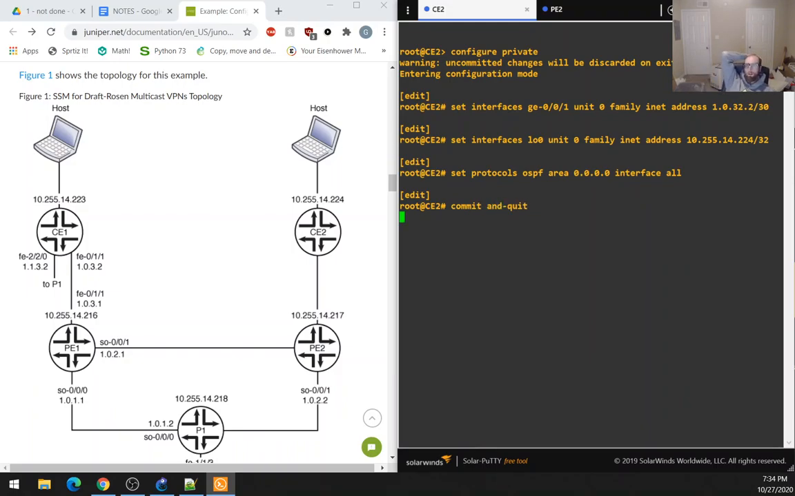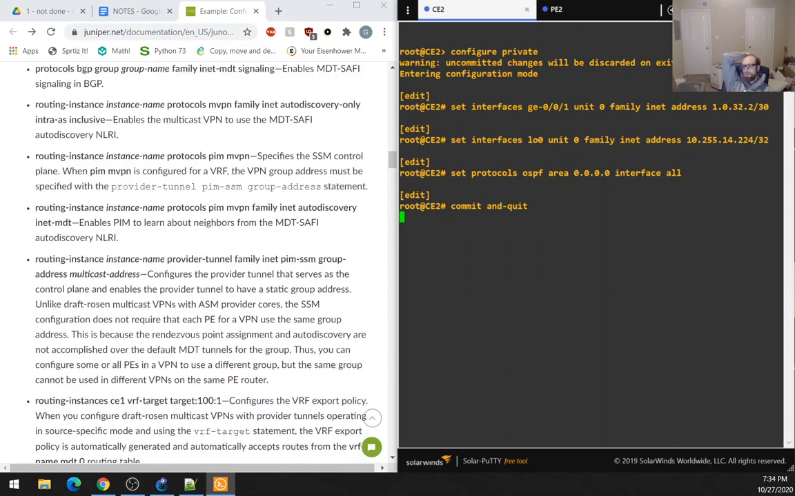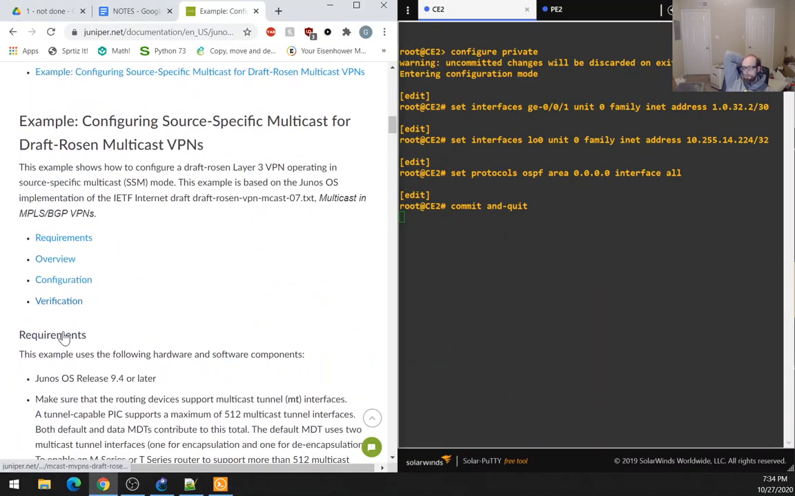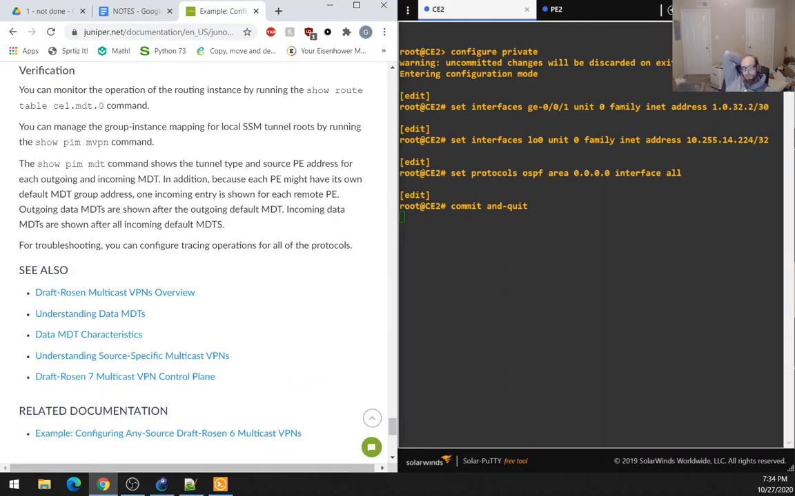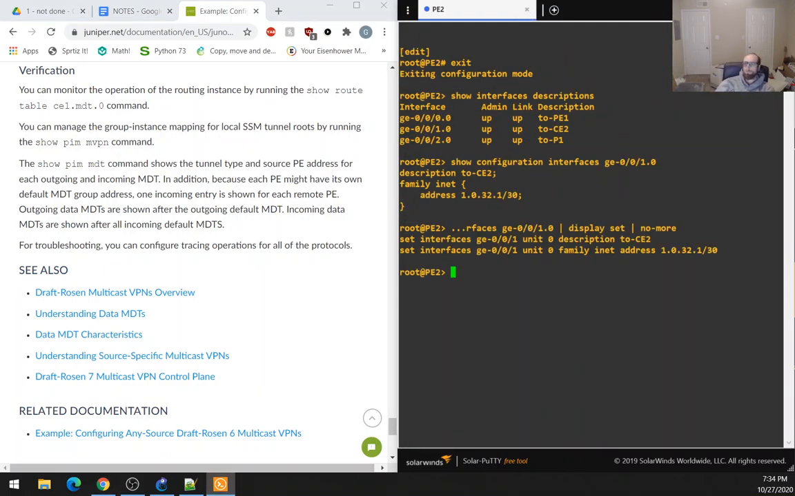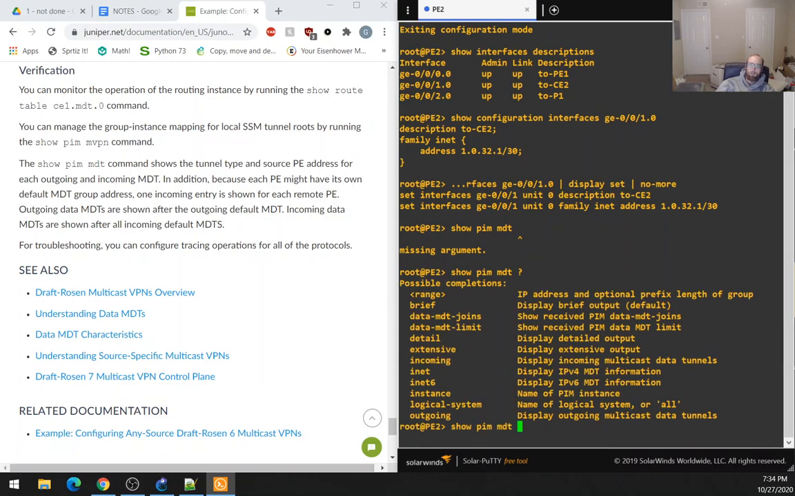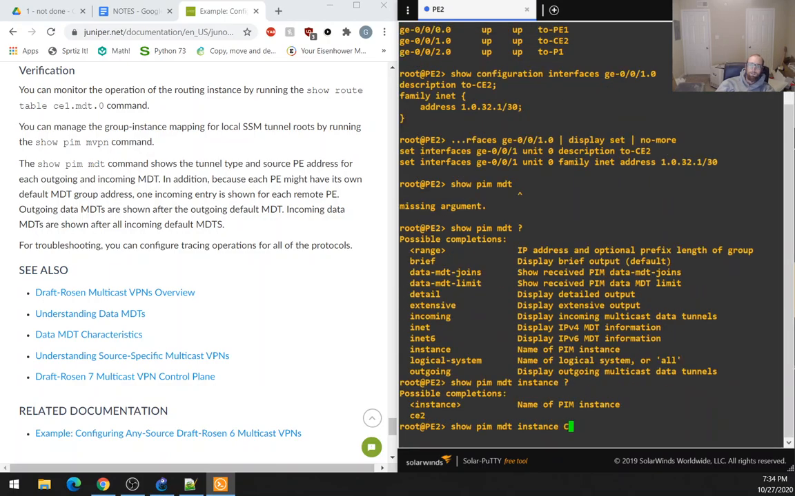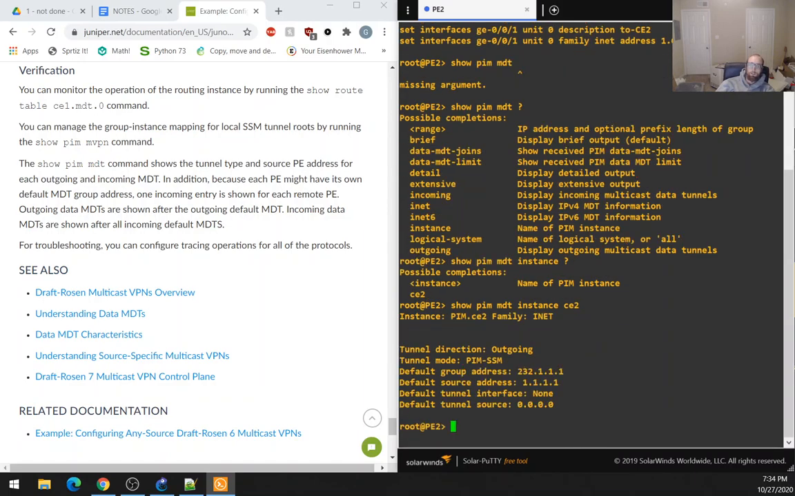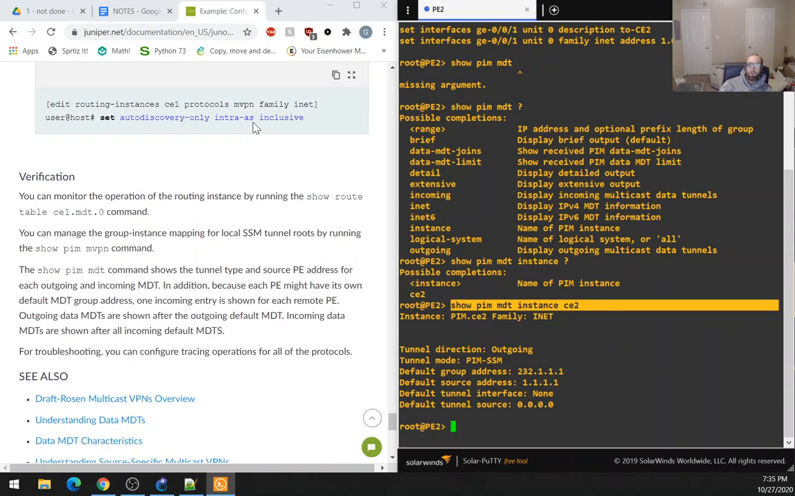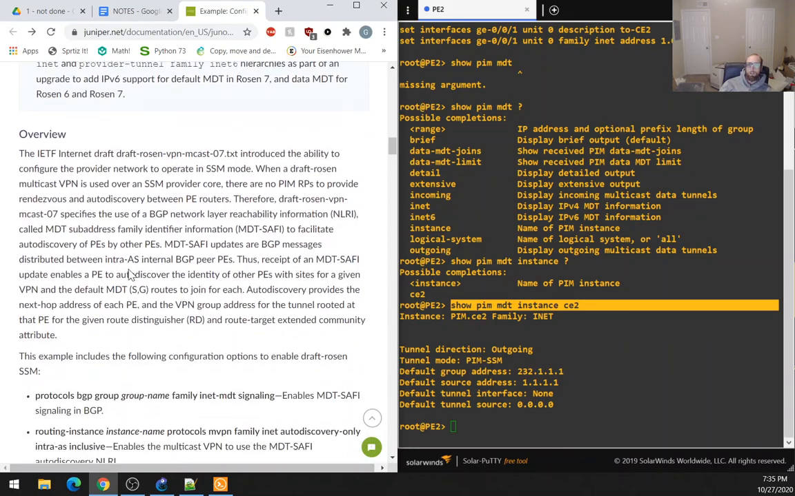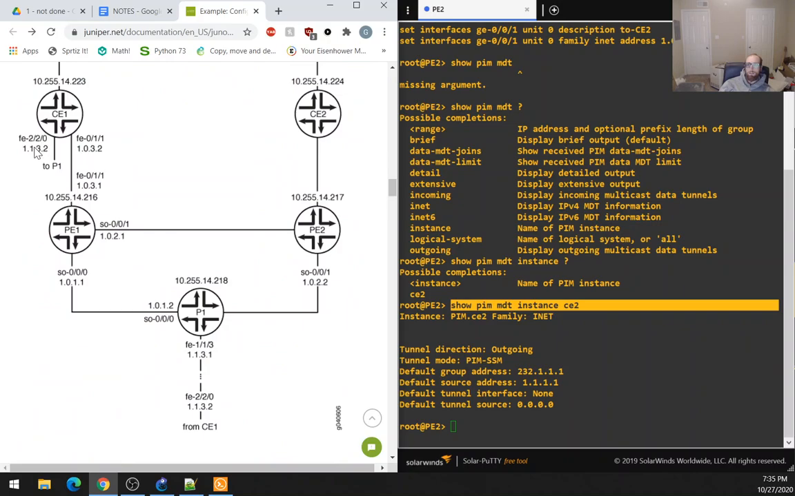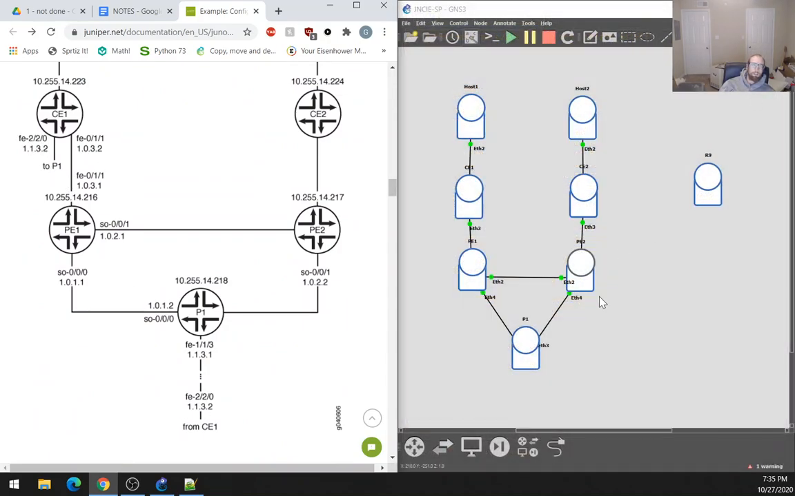Okay, so now that we've got our CE set up, let's go back to the verification step and see if things look different. So we should see an incoming entry on PE2. Oh, and you have to specify an instance. Oops, and we'll probably only see it on CE2. You know what? Maybe we're only going to see it on this device here because they're connecting to each other like that. So let's check that device.